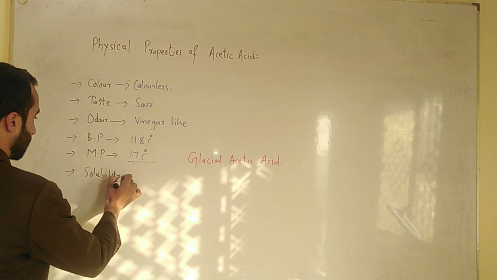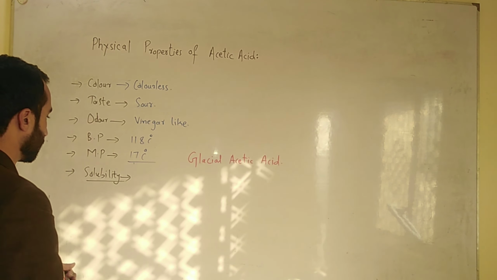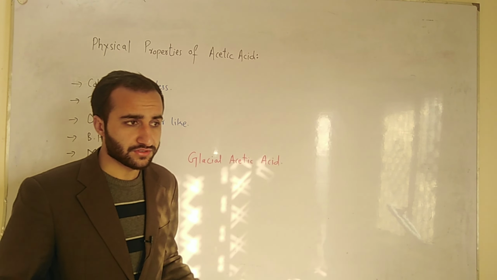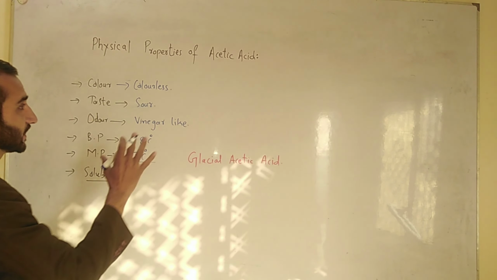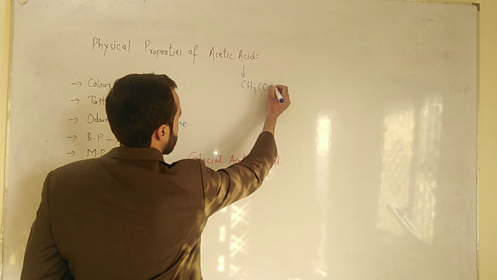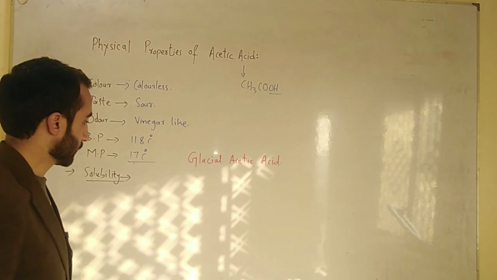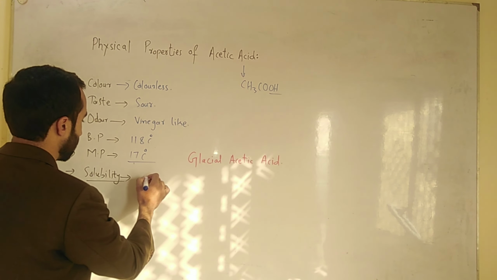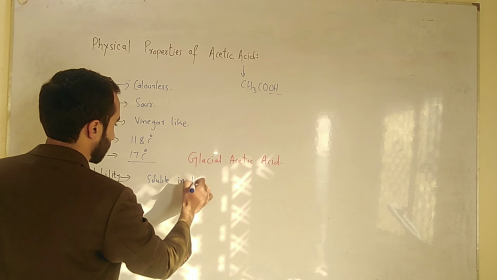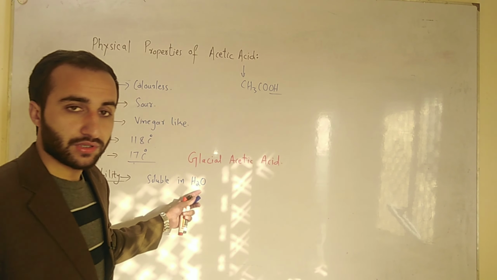It is very simple. We know that acetic acid is an organic compound, and organic compounds are soluble in organic solvents. There is no doubt they are soluble in organic solvents, but since acetic acid's formula is CH3COOH, because it has a hydroxyl group, it can form hydrogen bonds. So we say that acetic acid is soluble in water, which is a polar compound, an inorganic polar compound.